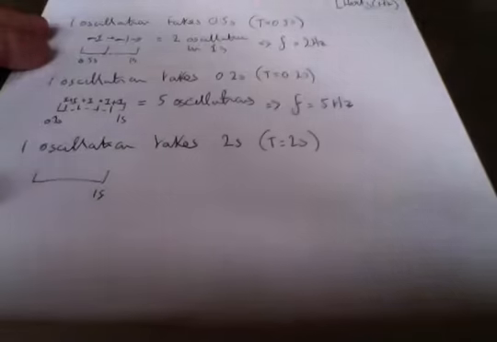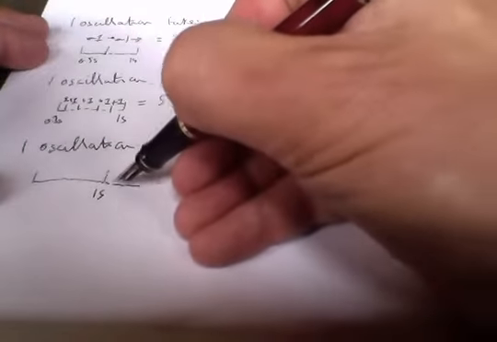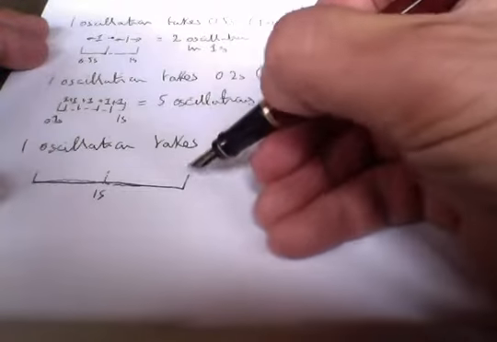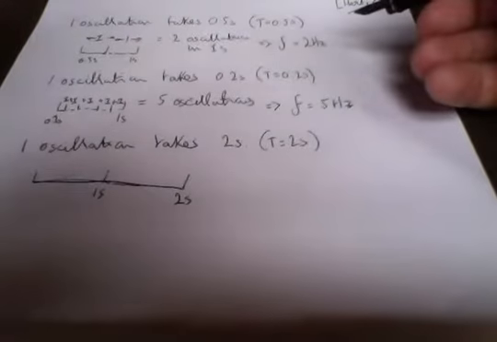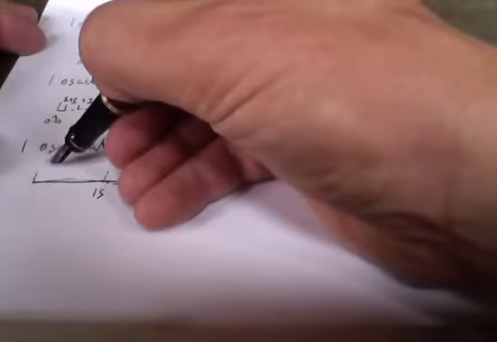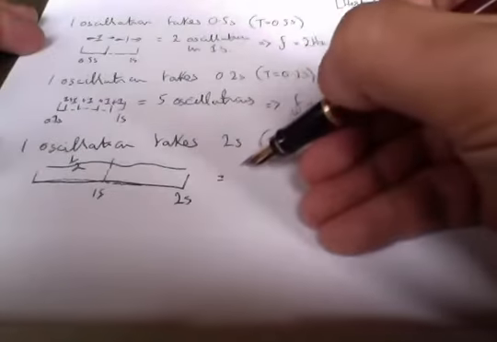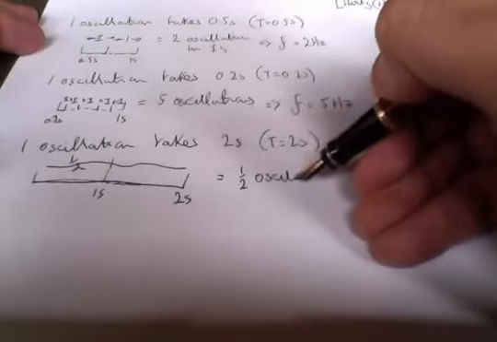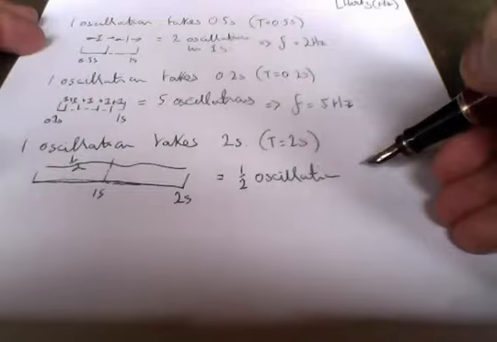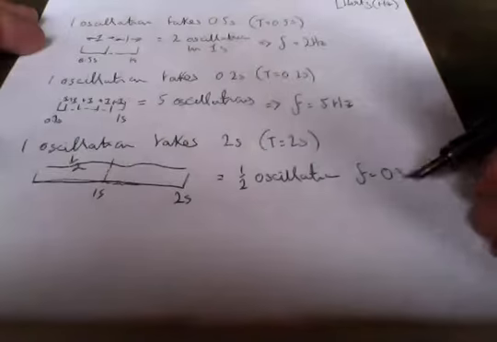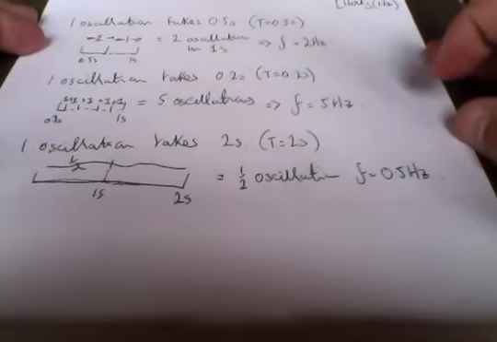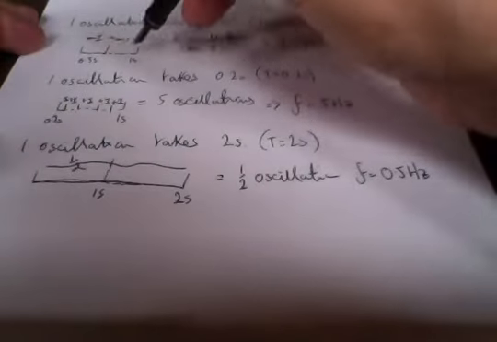Now this is quite interesting because though our 1 second is there, this complete wave takes 2 seconds. So how much is 1 second of this complete wave? Well, it's a half of it. So therefore it's half an oscillation. Or in other words, frequency is 0.5 Hertz. So hopefully you're able to see here what we're trying to say.